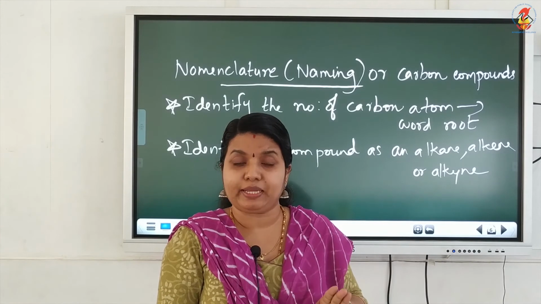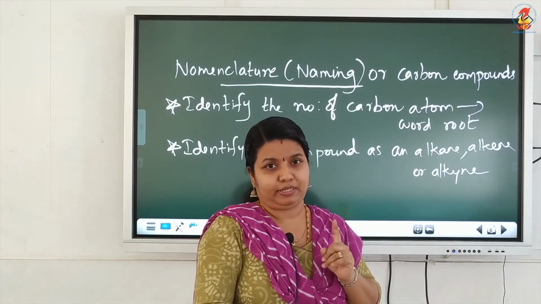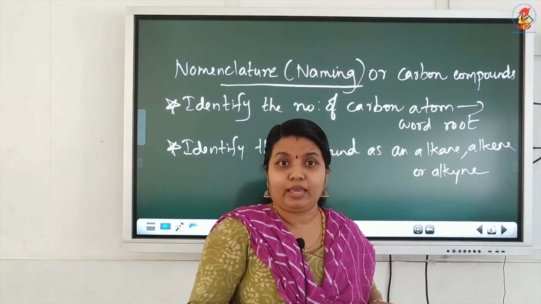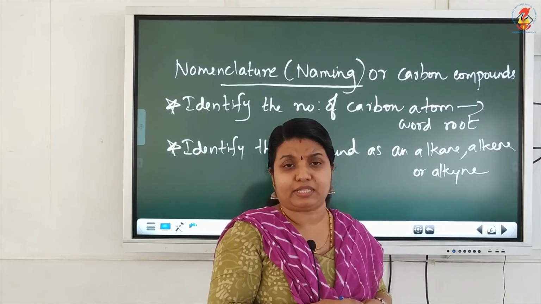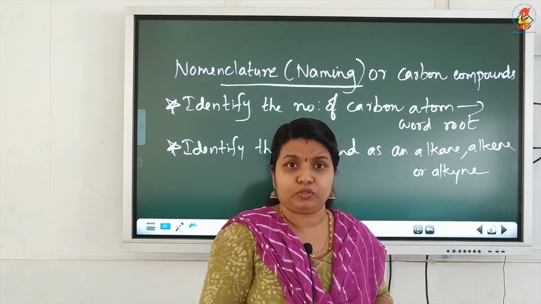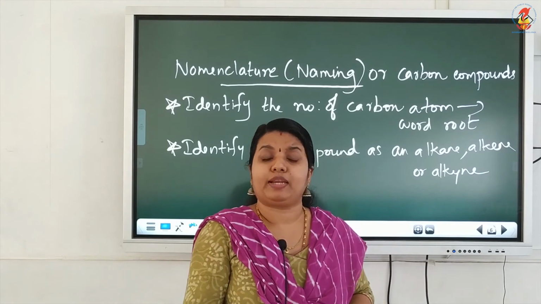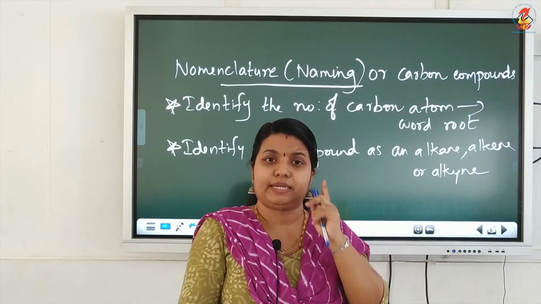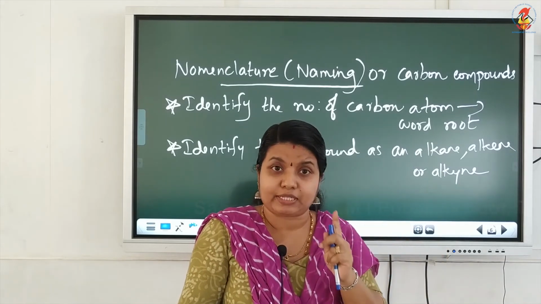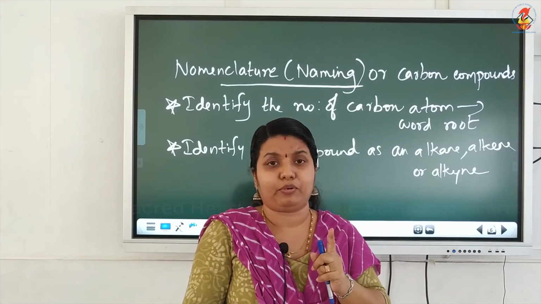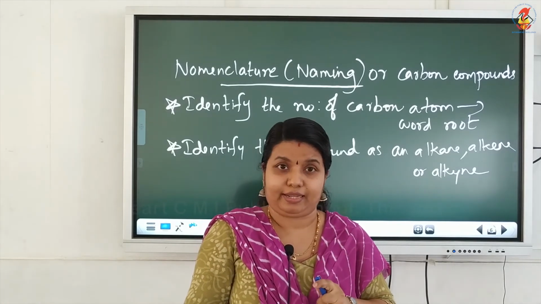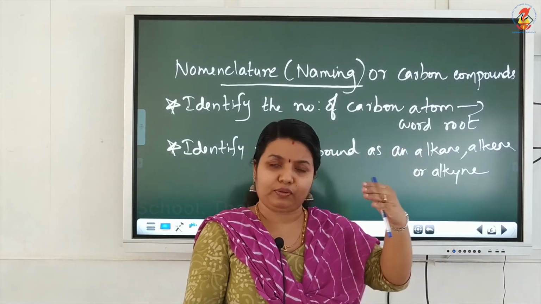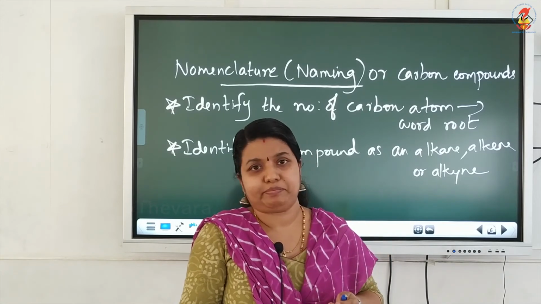If all the bonds between carbons, I repeat, between carbons, are single bonds, it is an alkane. If you have 3 carbons in the chain, the word root obtained is prop. So, if all the bonds are single bonds, you will write it as propane. If any of the bonds is a double bond, it is an alkene. If any bond between carbon atoms is a triple bond, we call it an alkyne. So, along with the word root, you have to add ane, ene or yne. We will do a lot of examples, then you will understand it better.